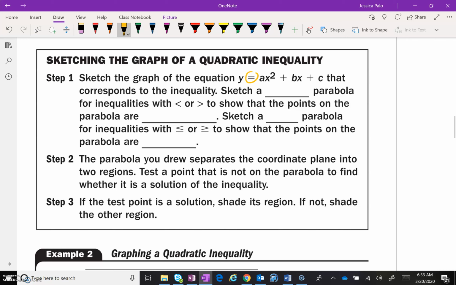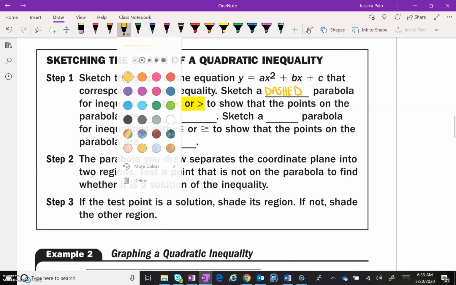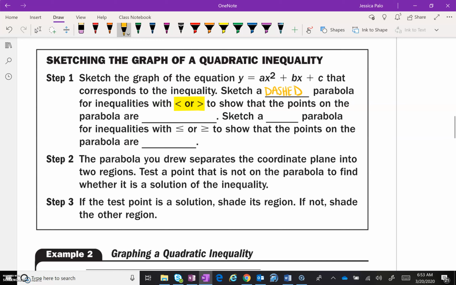So it's not going to be an equal sign anymore. It's going to be some inequality symbol. We don't know which one yet. You are going to sketch a dashed parabola for inequalities that are less than or greater than. Dashed goes with less than or greater than, the same thing. And this will show us that the points on this parabola are not solutions.